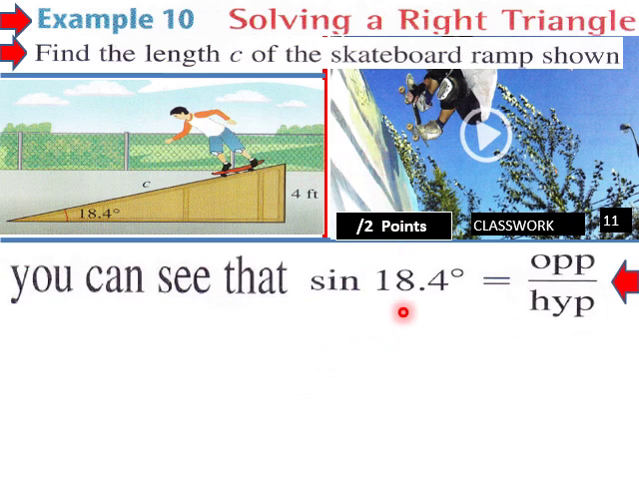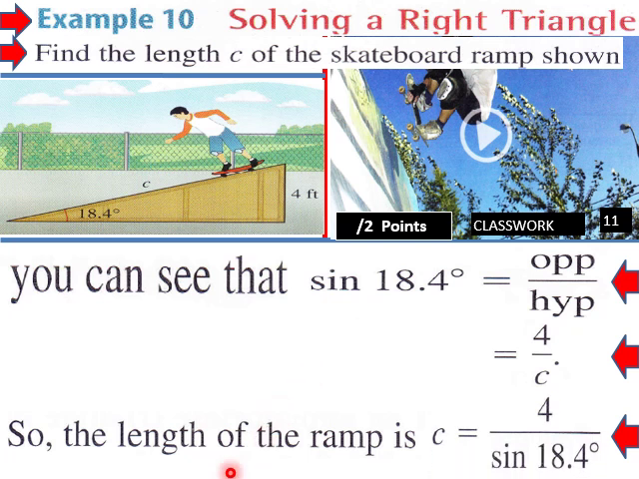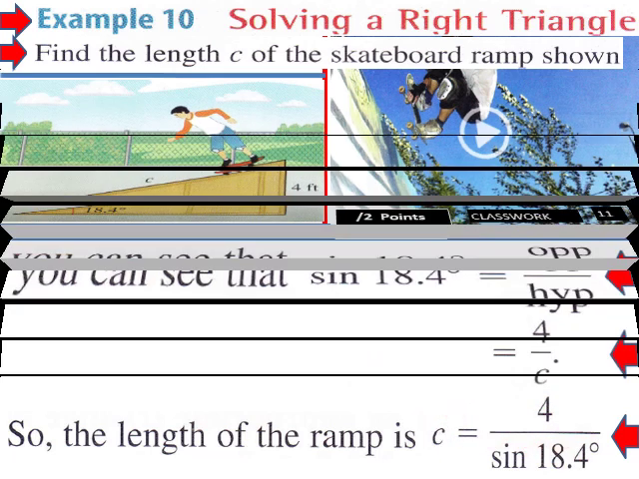So you can see that sine 18.4 from this angle, 18.4, which would be our opposite over our hypotenuse, would be 4 over C, according to this diagram here. So the length of the ramp is C, our length here. C equals 4 over sine 18.4. You see how that comes out here. When we solve for C, and move our C over here and then divide out our 18.4, we get C equals 4 over sine 18.4.